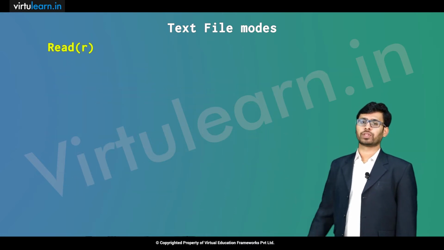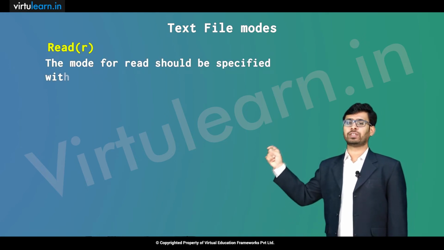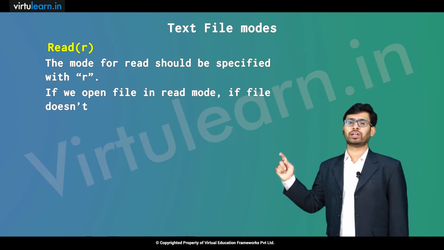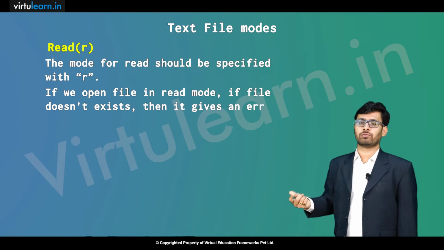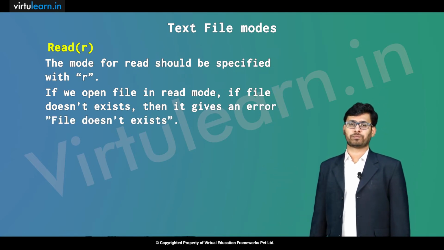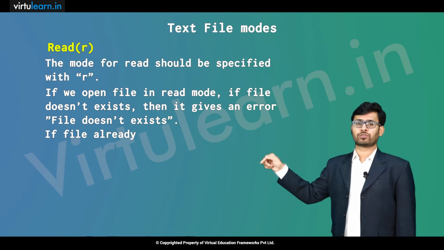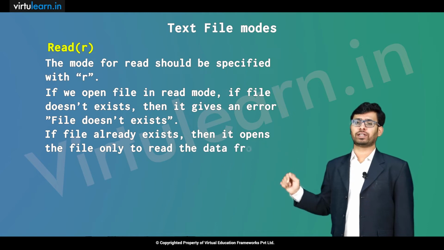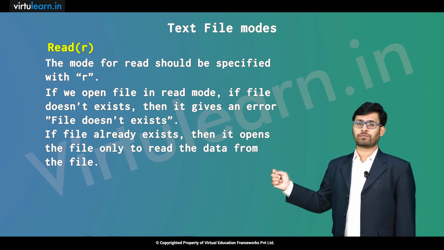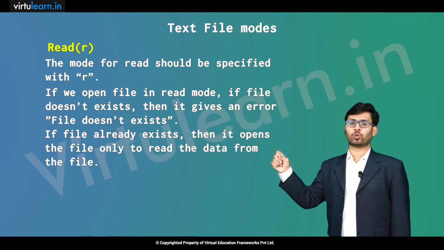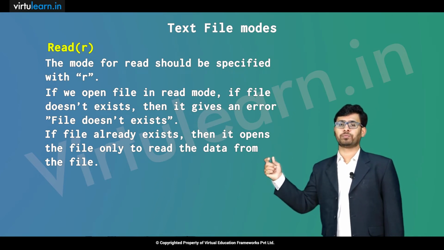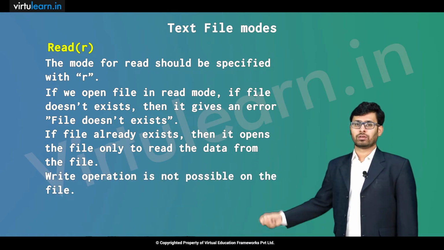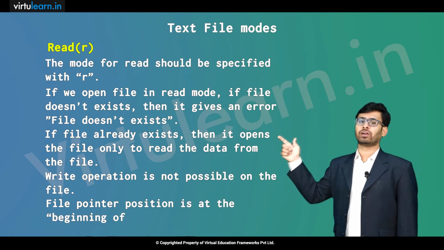Next, read mode. The mode for read should be specified with r. If we open the file in read mode and the file does not exist, then it gives an error. What error may we get? File does not exist. If the file already exists, then it opens the file only to read the data from the file, which means you cannot perform any write operation on it. The file pointer position is at the beginning of the file.